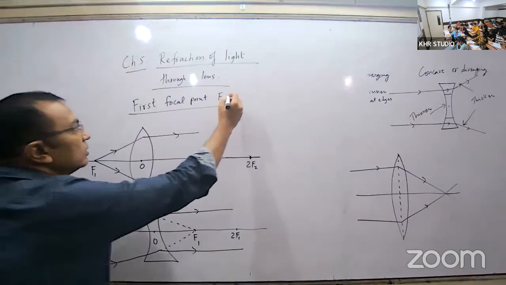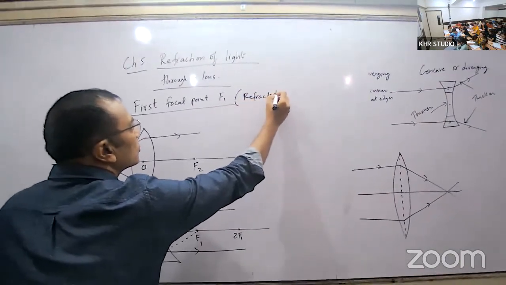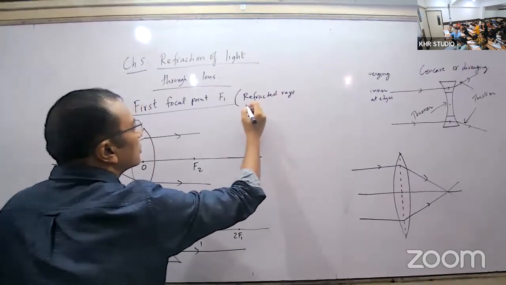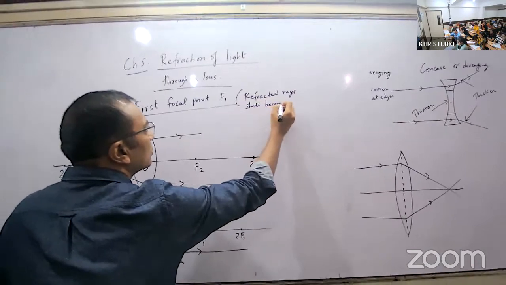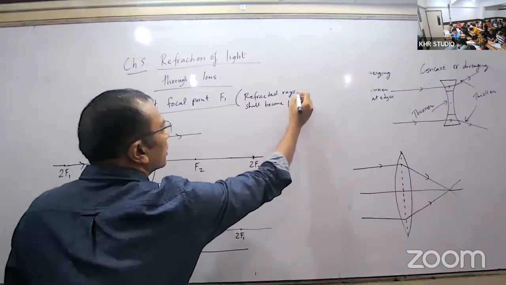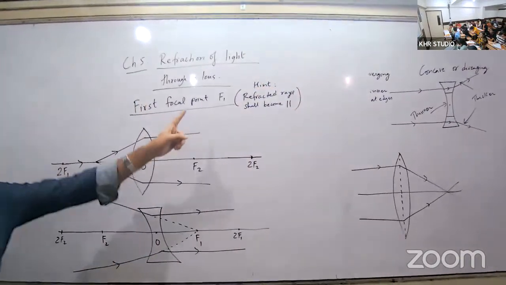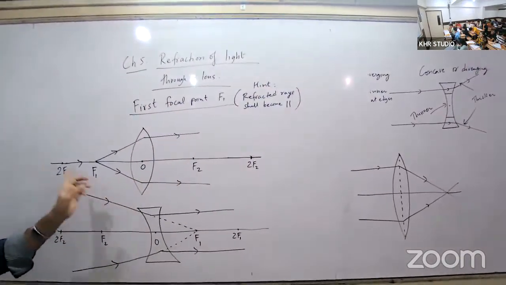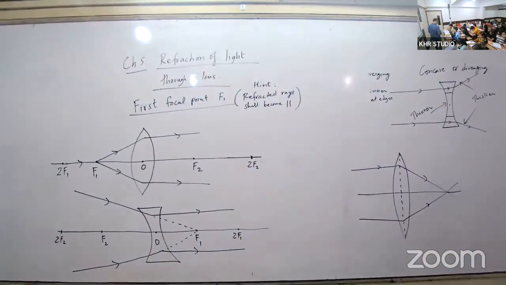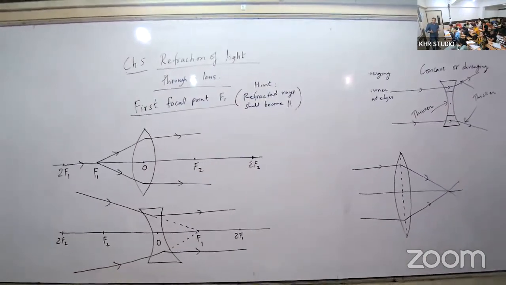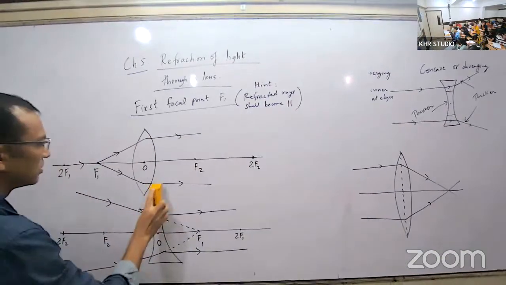Okay, so the hint is the refracted ray shall become parallel. This is the hint to remember. The refracted ray should become parallel, and that focus is the first focus. And since there are only two foci, this is parallel, it is looking diverging, so just make it parallel.